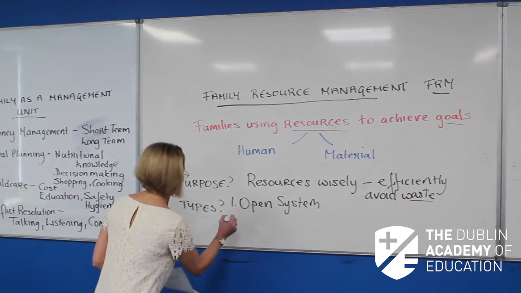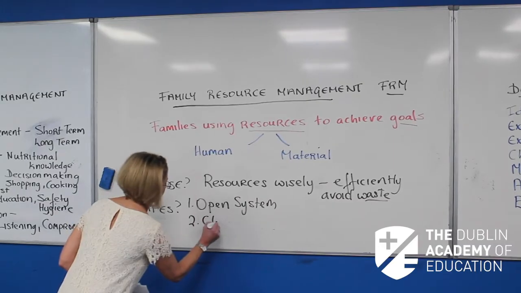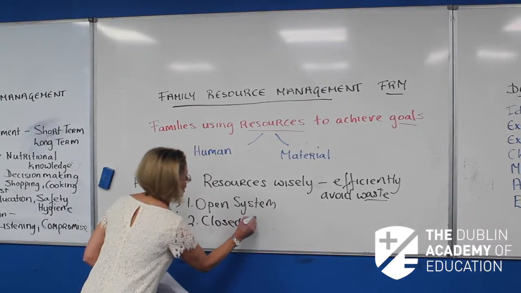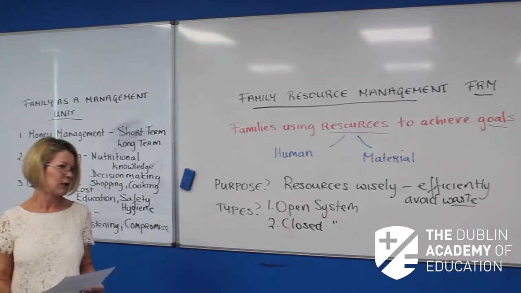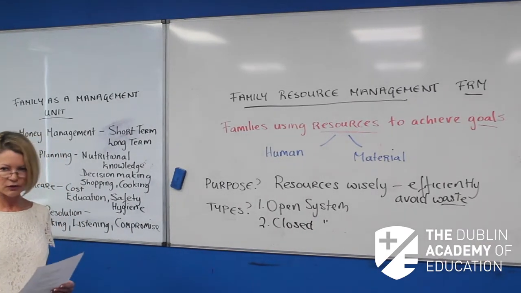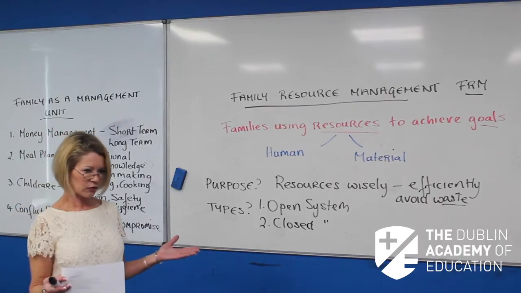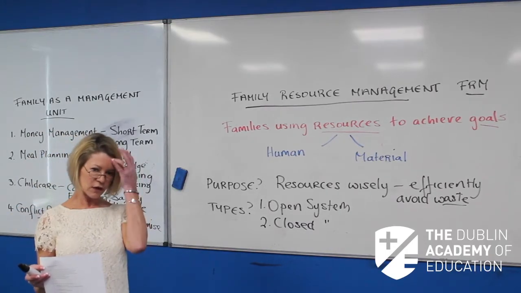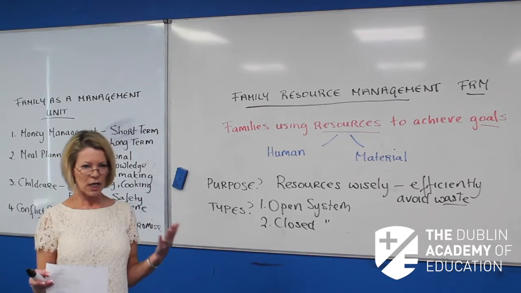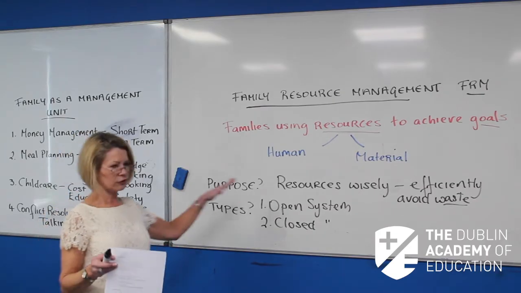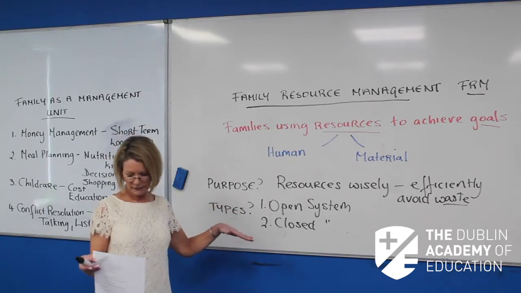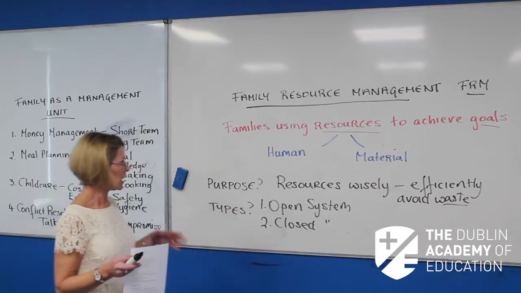A closed system does not use these outside agencies, and the best example of a closed system would be the Amish community in America, where they very much try to live as if it was 100 years ago. They're very self-sufficient, they grow their own food, they educate their own children, and they don't use some of the outside systems that I mentioned.